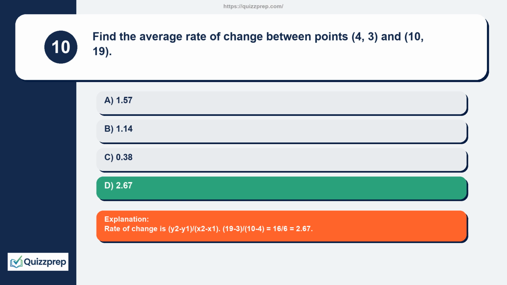Rate of change is (y2 - y1) / (x2 - x1). (19 - 3) / (10 - 4) equals 16 sixths equals 2.67.